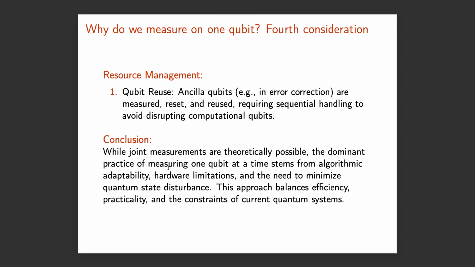So the conclusion is that while joint measurements are theoretically possible, the dominant practice of measuring 1 qubit at a time stems from algorithmic adaptability, hardware limitations, and the need to minimize quantum state disturbance. And what this approach does is actually it balances efficiency and the constraints of current quantum systems.